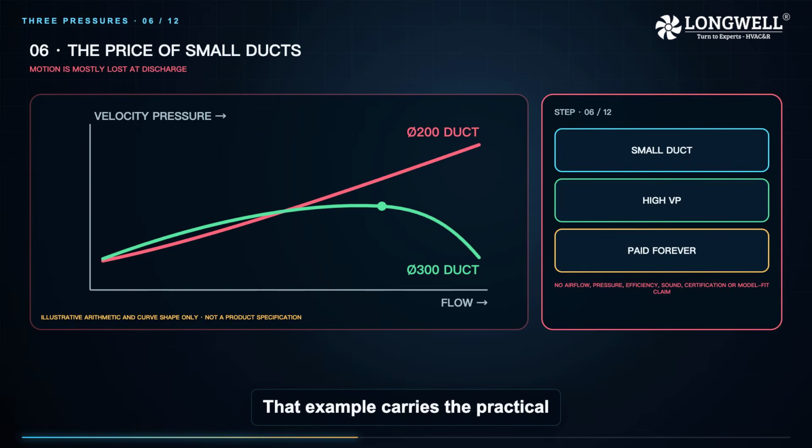That example carries the practical lesson: velocity pressure is the price of small ducts. Every pascal of it is energy that must exist as motion and is mostly lost at the final discharge into the room. Oversized ducts waste sheet metal, undersized ducts waste fan energy forever, through exactly this term.